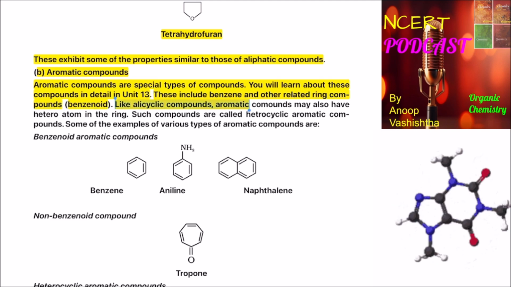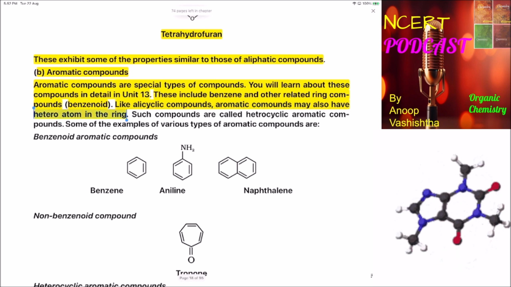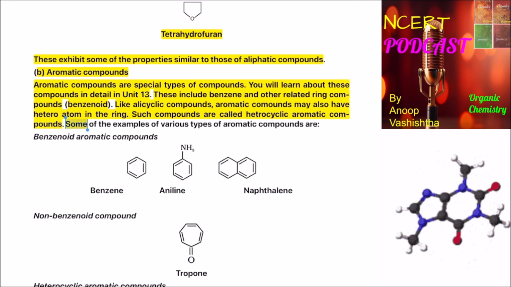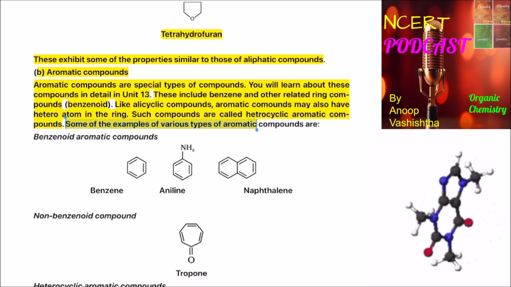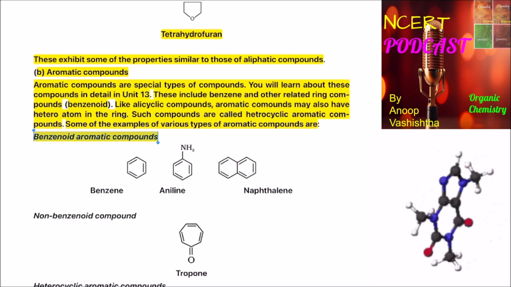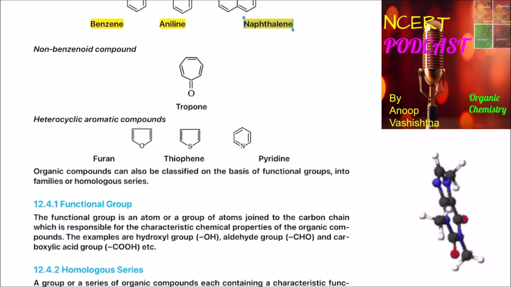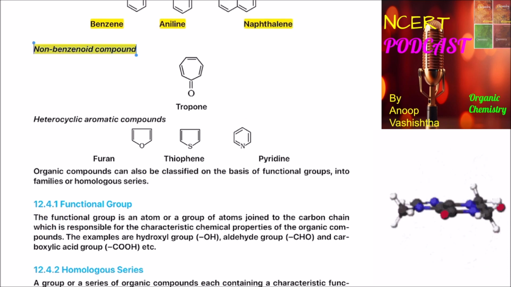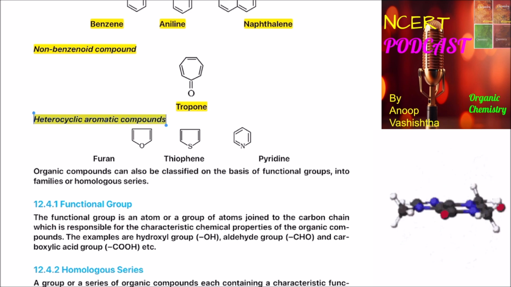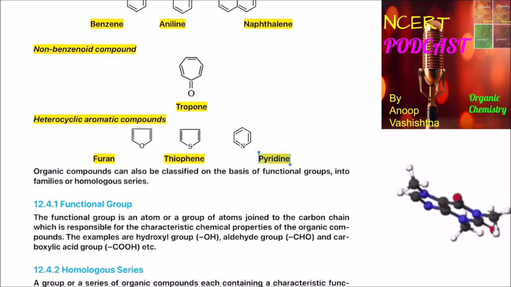Like alicyclic compounds, aromatic compounds may also have a heteroatom in the ring. Such compounds are called heterocyclic aromatic compounds. Some examples of various types of aromatic compounds are: benzenoid aromatic compounds, benzene, aniline, naphthalene; non-benzenoid compound, tropone; heterocyclic aromatic compounds, furan, thiophene, pyridine.